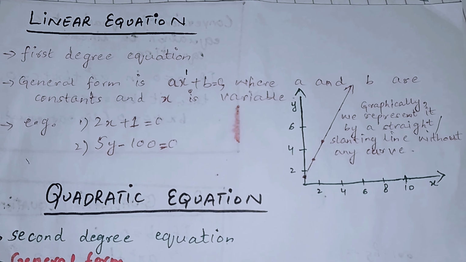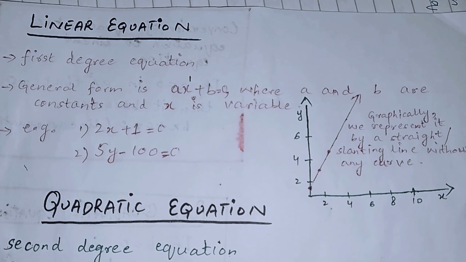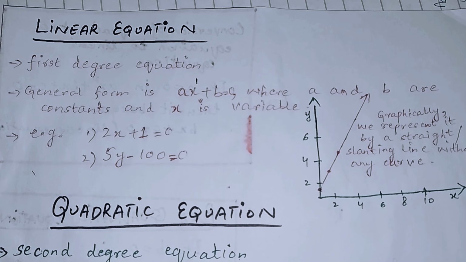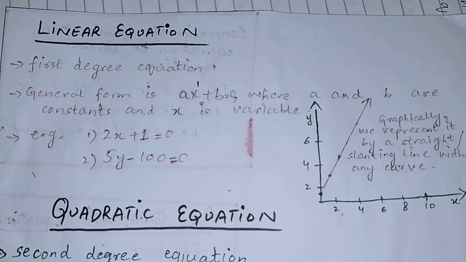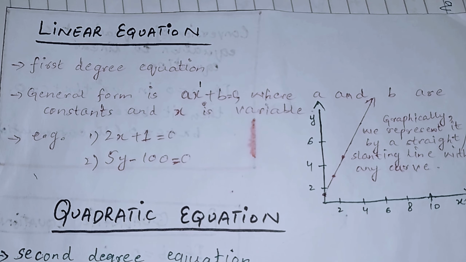Linear equations are first degree equations. Its general form is ax plus b, where a and b are constants and x is a variable. And you can see that x has power 1, meaning it has degree 1. So these equations are linear equations.